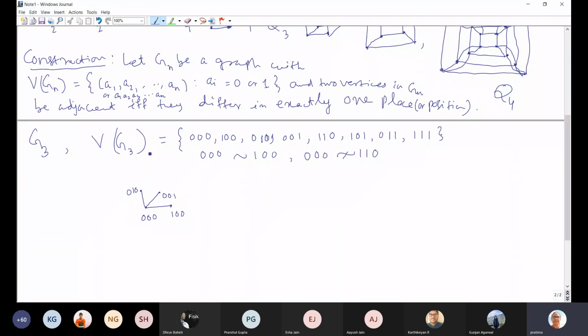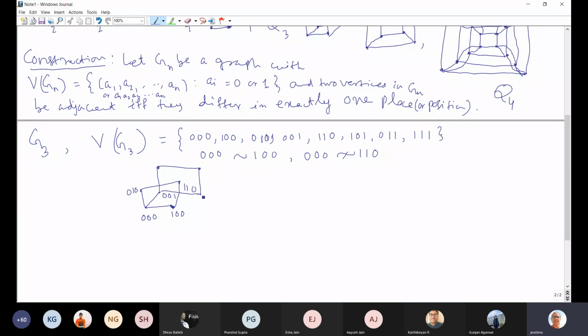Fine. And then I can take this neighbor, 1, 0, 1 and 1, 0, 0. This vertex here will be your 1, 1, 0. 1, 1, 0 will be adjacent with 1, 0, 0 and 1, 0, 1, since they differ in exactly one place. And then you can see the other two neighbors of these vertices. Let me complete this figure. And you see actually this is your Q3.